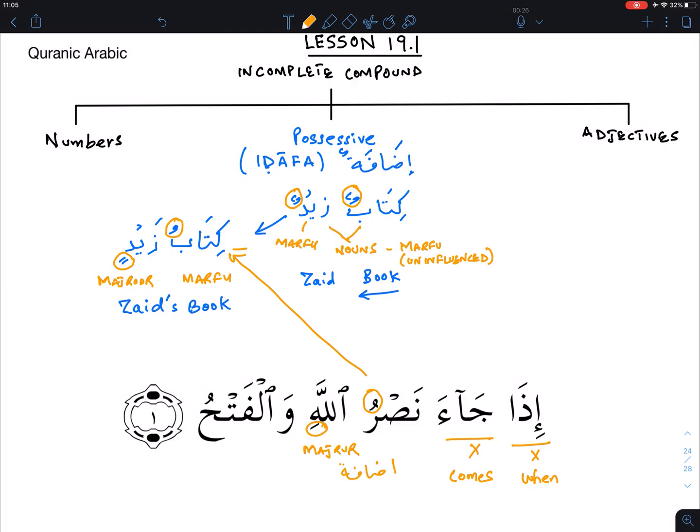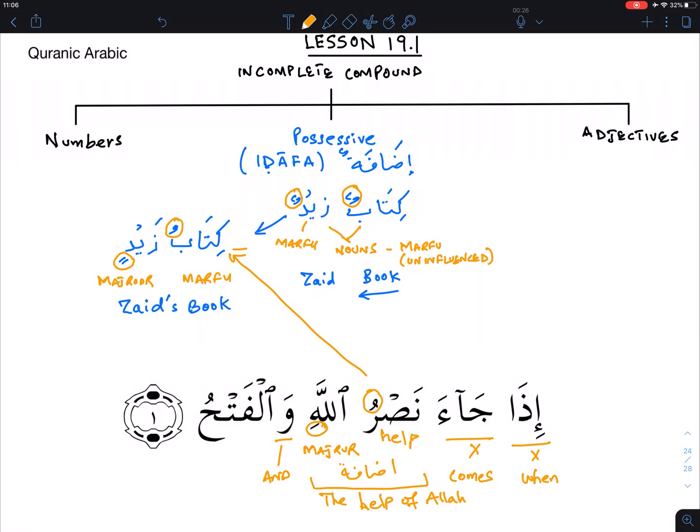Nasru means help, and Allah, we know the meaning. So here, when you say help and Allah, the translation of just this portion will become the help of Allah. That's what that's telling you. So when the help of Allah comes, and wa, here is, we haven't covered this again, a particle. Here it means and.